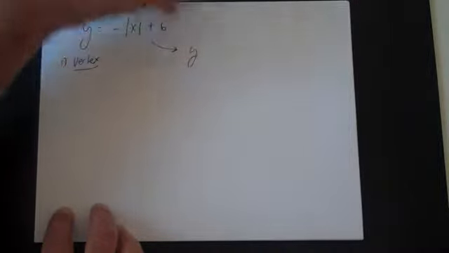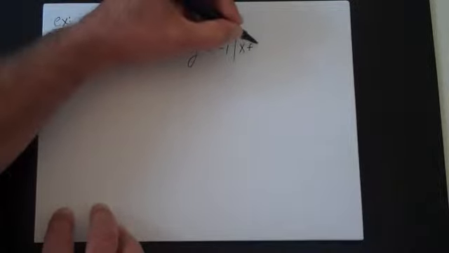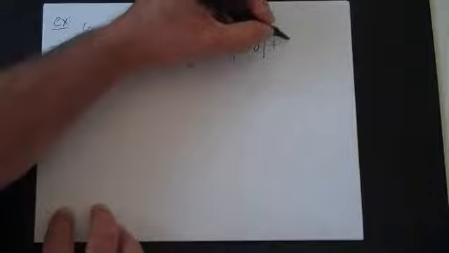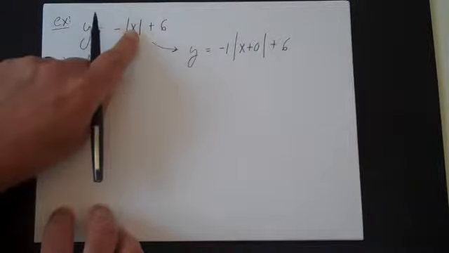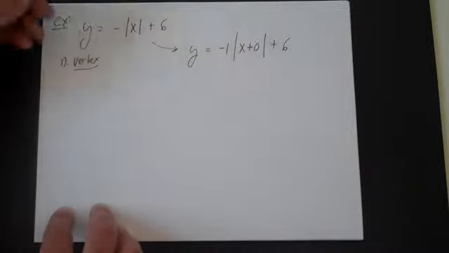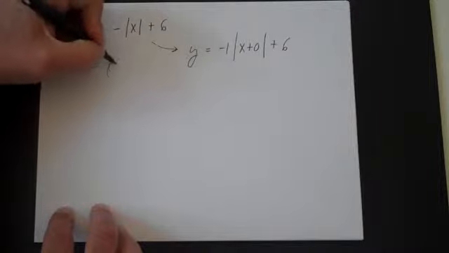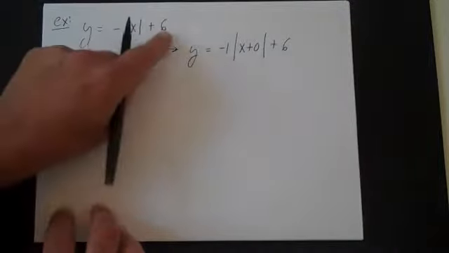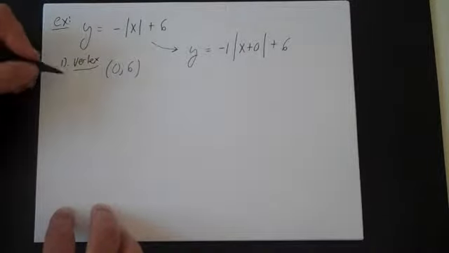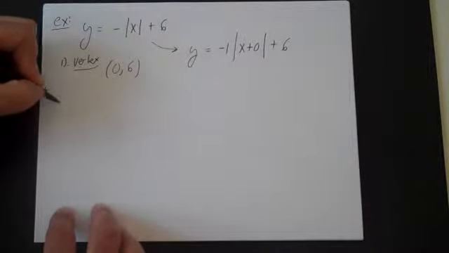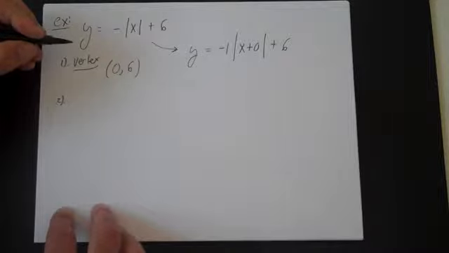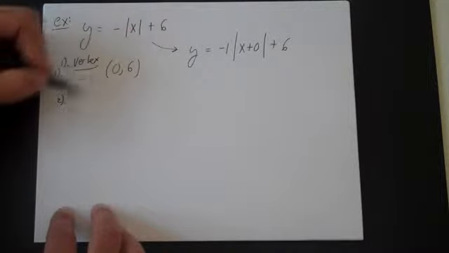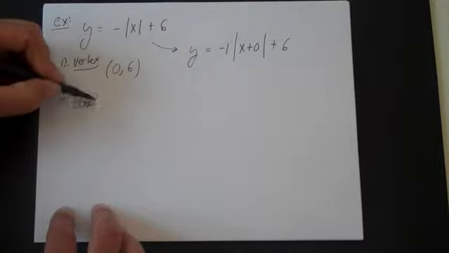The thing you have to realize here is this is actually y is equal to minus 1 absolute value of x plus 0, plus 6. So we don't write it there, but there really is a 0 there, so that means the vertex is going to be 0, 6. And the 6, since it's a k, does not change signs. The second thing you're going to do is ask yourself, does this open up or down? A is a minus 1, so this is going to open down.